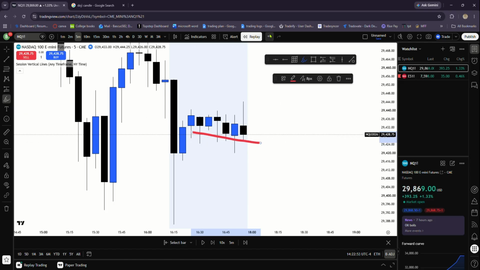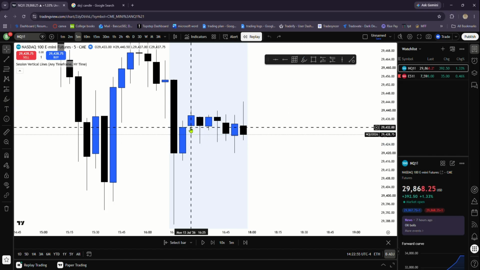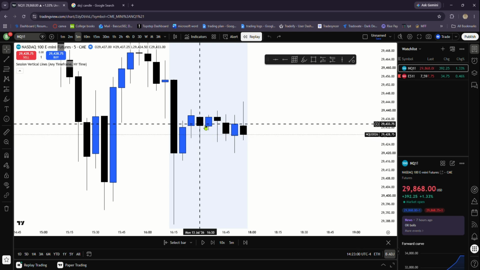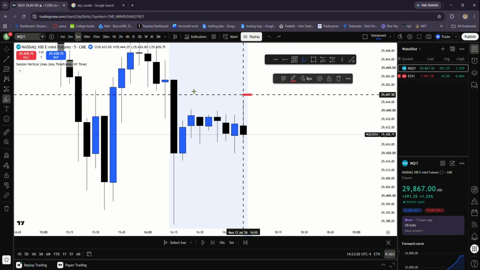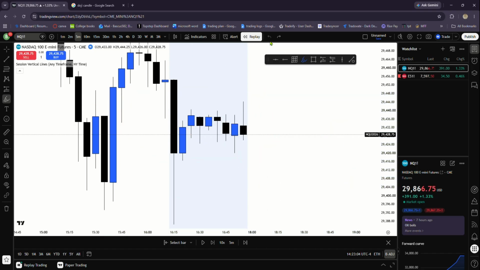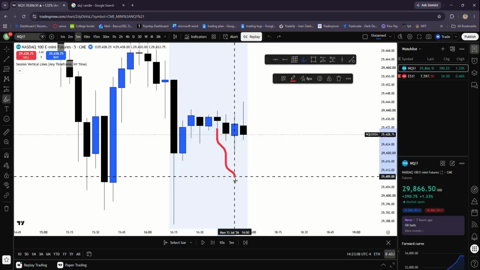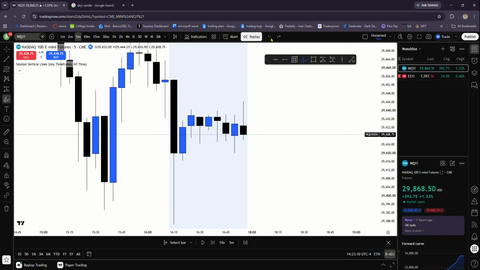Now, if I asked you from here, and I said, where do you think price wants to go? You don't know where price wants to go because it's not giving you enough information. You don't know if it wants to go down. You don't know if it wants to go up. This is why these candles suck.